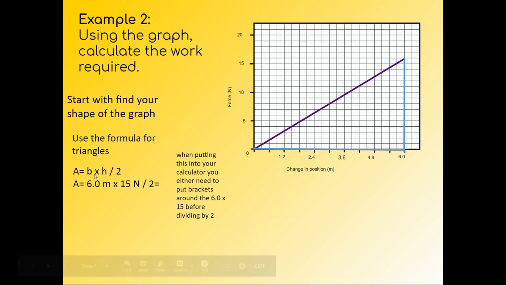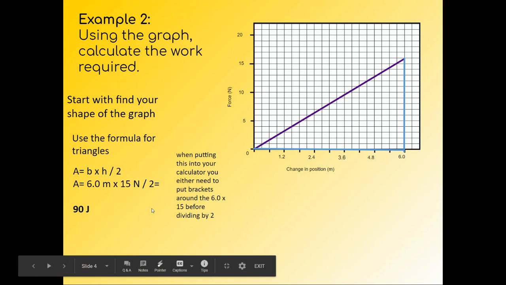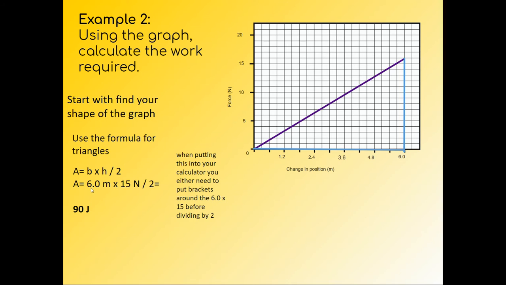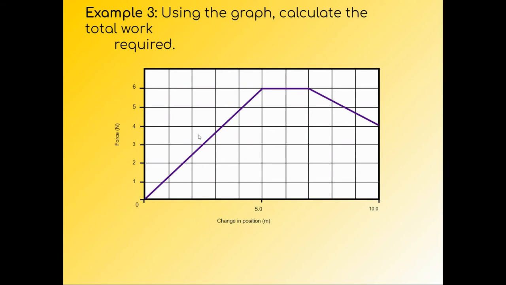Then what you want to do is go 6 times your 15 first. Get an answer for that, or make sure it's in brackets, then divide it by 2. And you get about 90 joules. Again, this is significant digits correct because it's 6.0, it's 1, it's 15. I messed up. This should have been 16, but that's okay. You get the idea. So let's talk about how this is used overall.